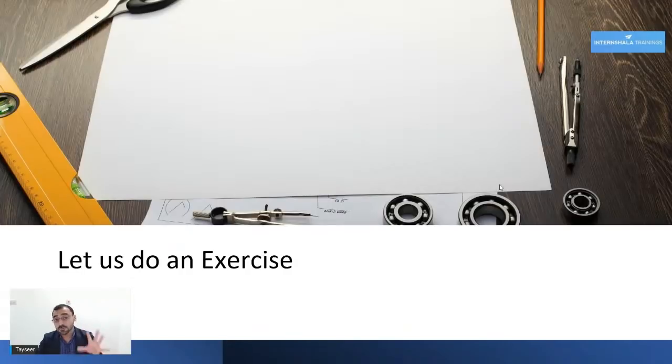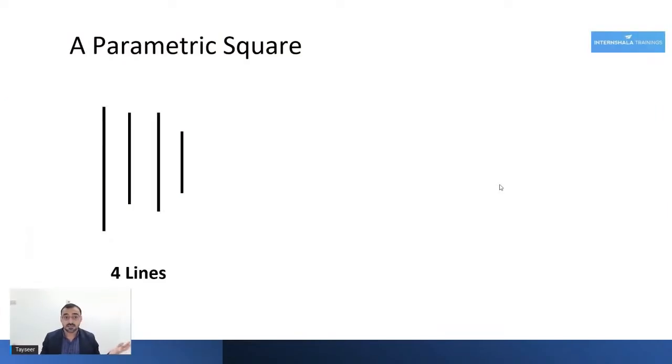And for this, we're going to build a parametric cube. And to start with, we're going to build a parametric square. So let's get started with the parametric square. And for this, I'm going to give you 4 lines. The length of the lines is not defined, so they can be longer or shorter. And I give those 4 lines to you, and I'm going to ask you to make a square out of those 4 lines. And let's say this is going to be a 1 millimeter square.